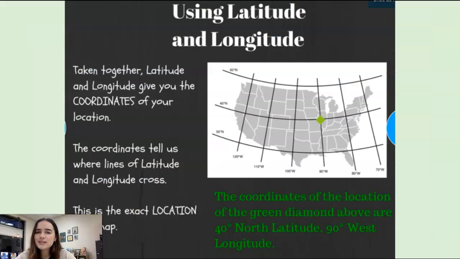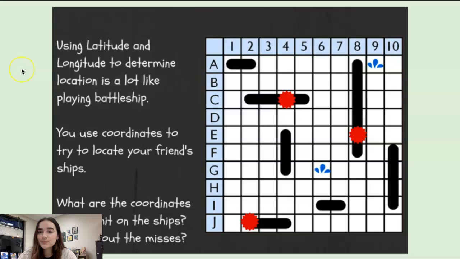When we use latitude and longitude, this will give us the coordinates of a certain location. The coordinates tell us where lines of latitude and longitude cross, where they intersect. And this tells us the exact location of a place on the map. The coordinates of the location above of the green diamond are 40 degrees north latitude and 90 degrees west longitude.